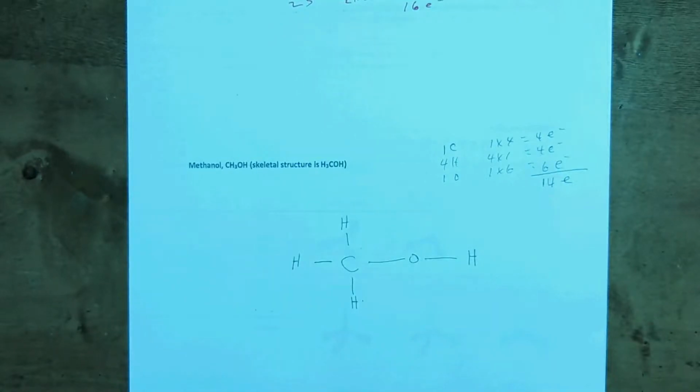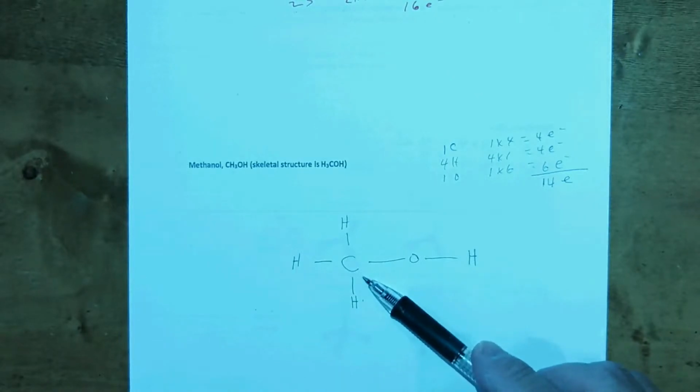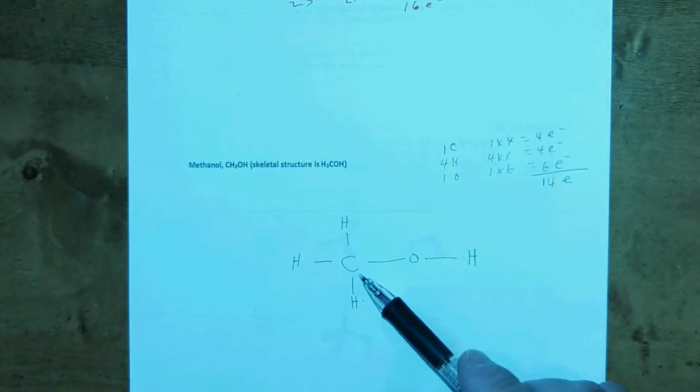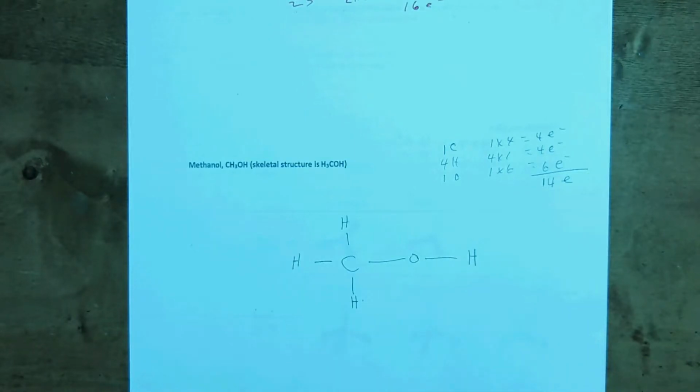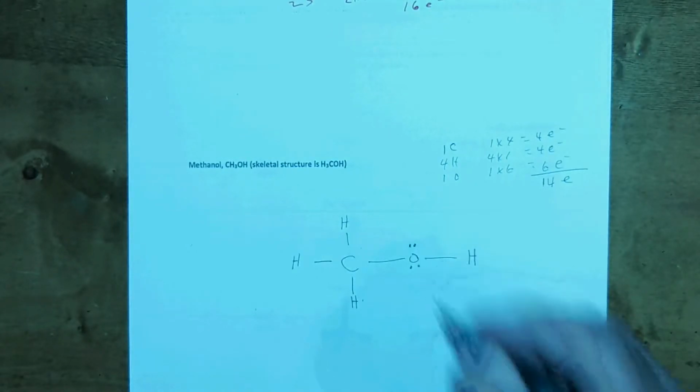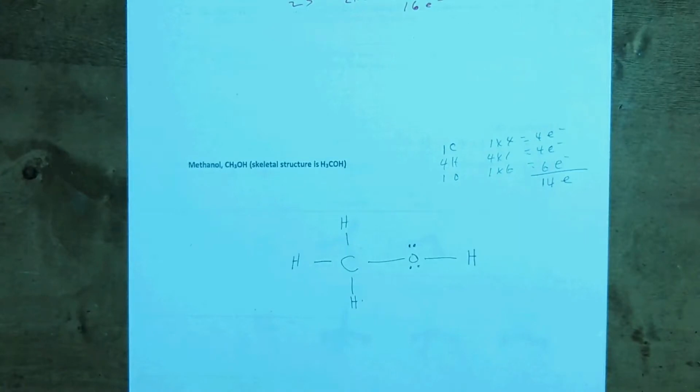Now the rules say, hey, complete the octets of the outer atoms. Do I complete octets on hydrogen? No. Hydrogen never gets an octet. My carbon has his octet already. That carbon atom already feels like it's being touched by 8 different electrons. 1, 2, 3, 4, 5, 6, 7, 8. Carbon's happy. The only guy that needs more electrons is the oxygen. So we'll put them there, and that's my 14 electrons, and that's the Lewis structure for methanol or methyl alcohol.